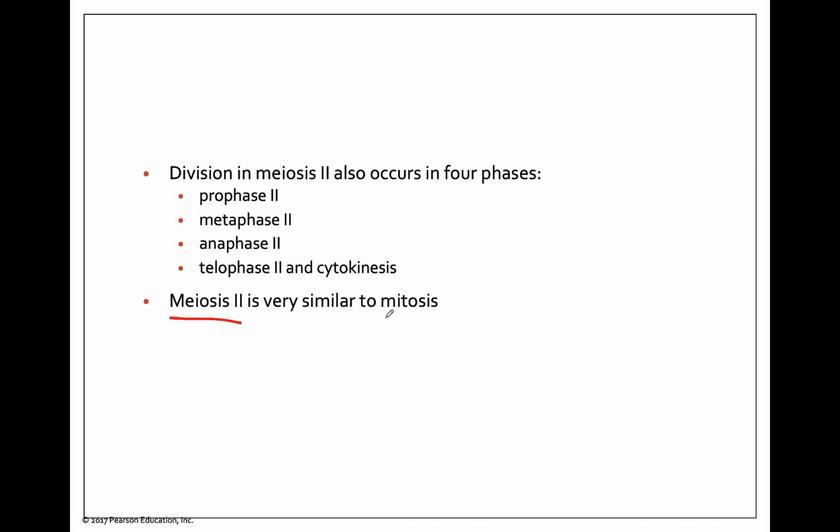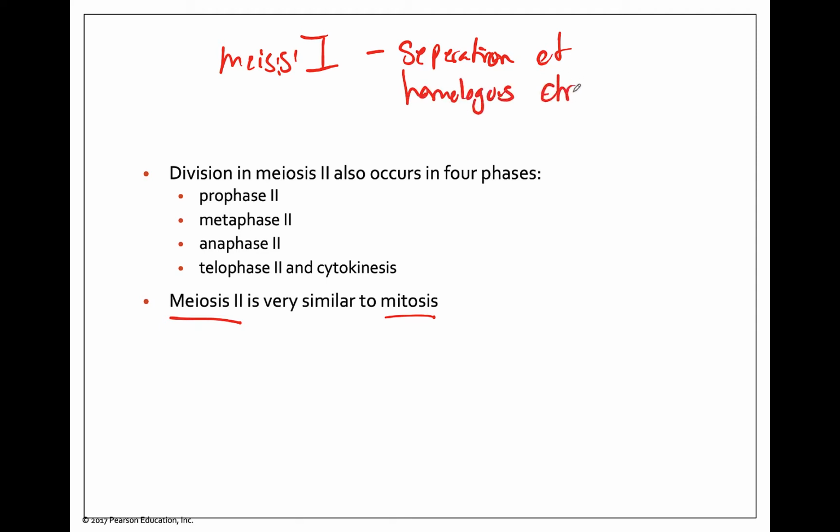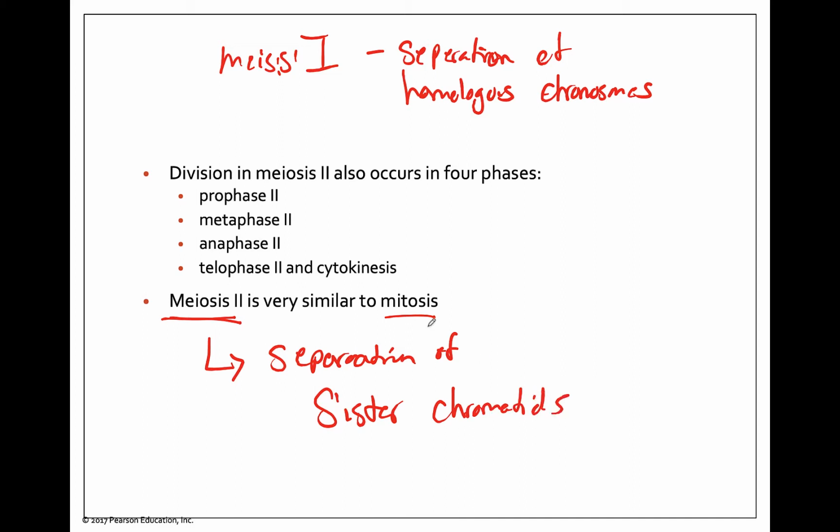Meiosis 2 is going to be very similar to mitosis. So in Meiosis 1, we had the separation of homologous chromosomes. In Meiosis 2, we're going to have the separation of sister chromatids, which is just like what we did in mitosis. So again, the phases are named the same way, P, M, A, T.